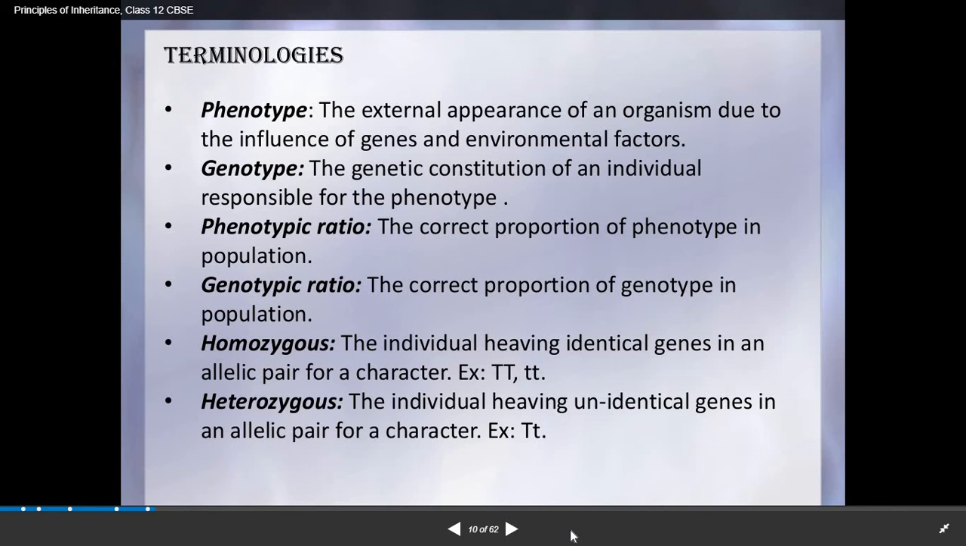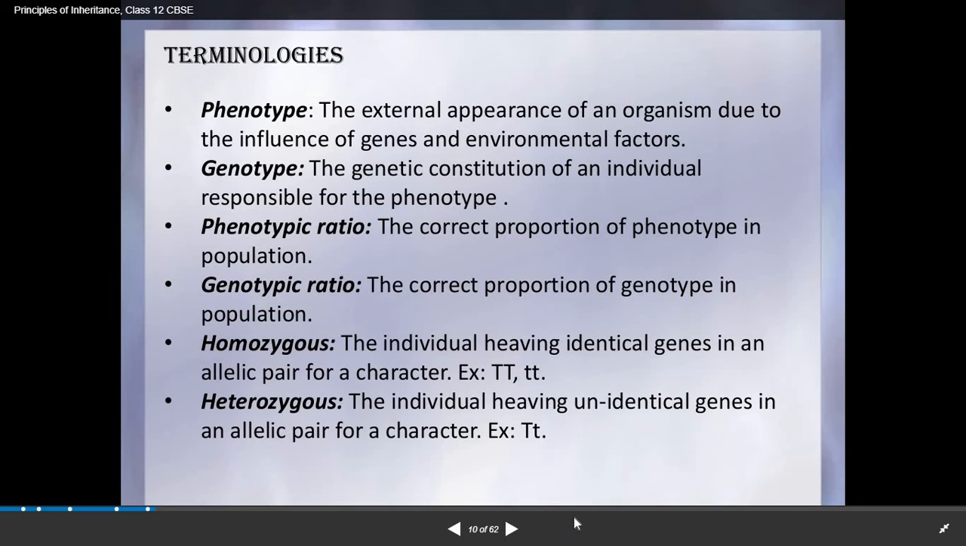Good morning students. In the last session we have seen the 7 different traits that were selected by Mendel. Now there are certain other terminologies in this chapter that we will see so that you can understand each and every topic properly. Now first, what is phenotype?